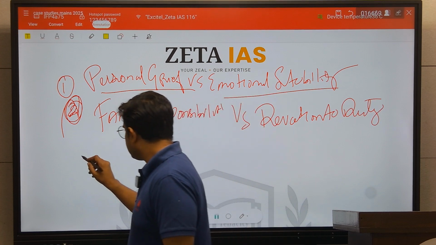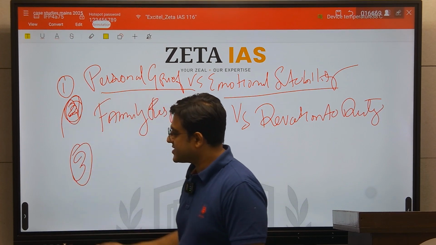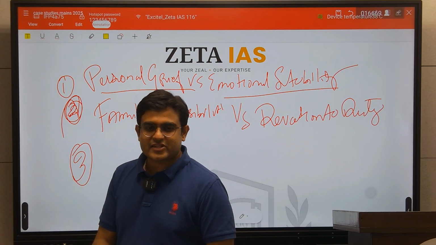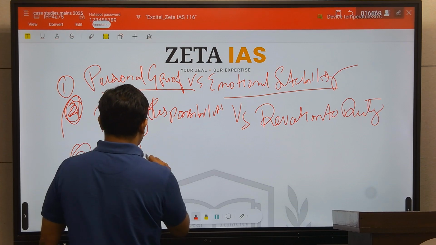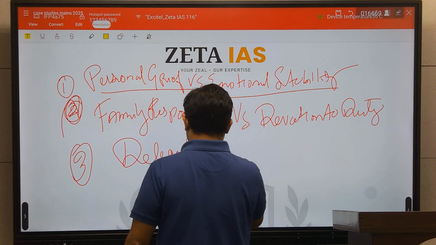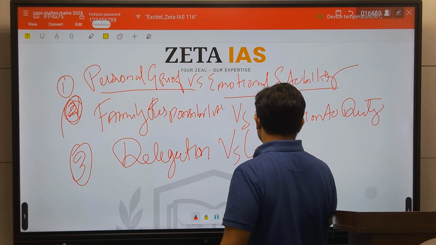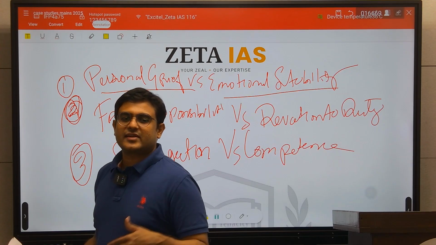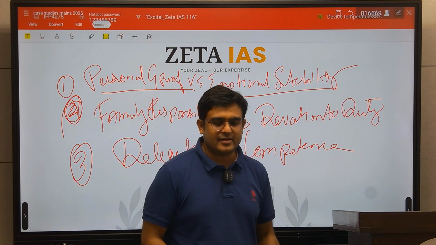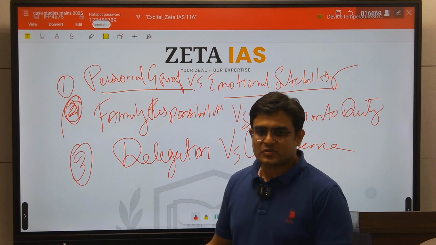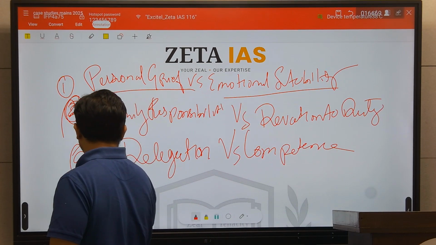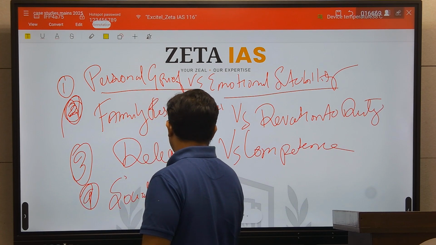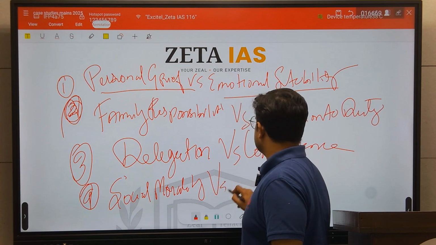Okay, now third, get the other players of the case study into the ethical dilemma. One option you have is delegation. So delegation versus competence. We already talked about it: if he wants to go, then delegation, then whether he or she is competent enough to handle this. So this is one. And of course the fourth ethical dilemma, social morality versus ethics.